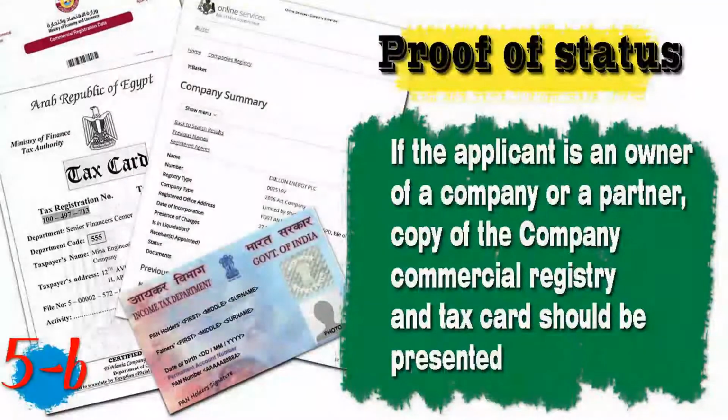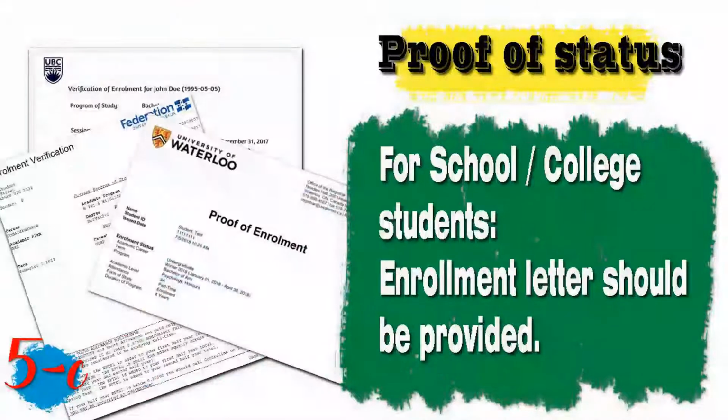But if you are an owner of your own company or a partner in a company, you will need a copy of the company commercial registry, and the tax card should also be presented. And if you are a student in a school or college, an enrollment letter should be provided.